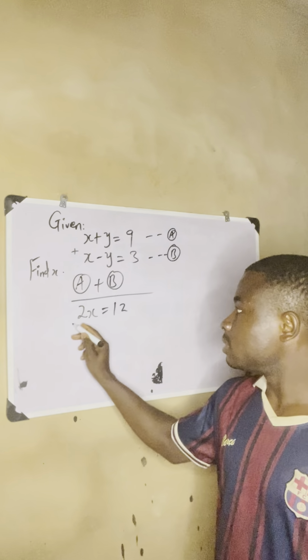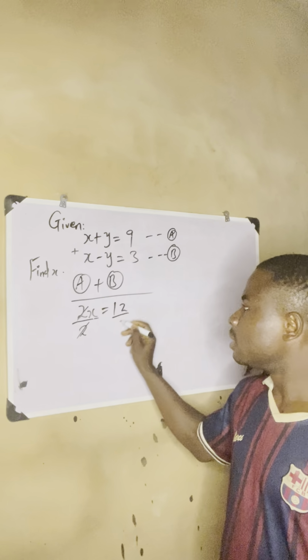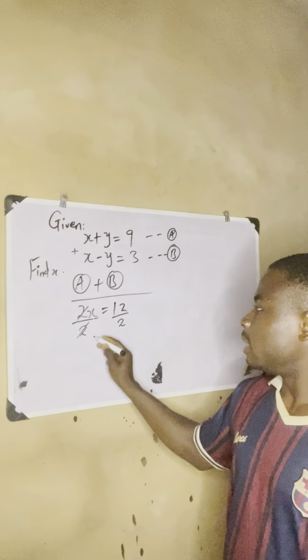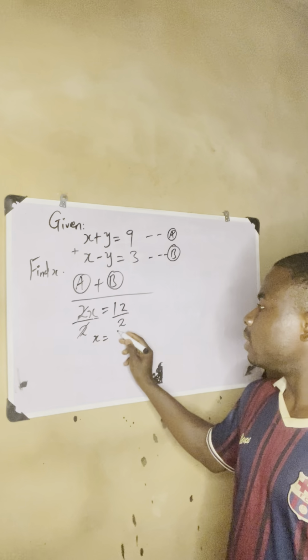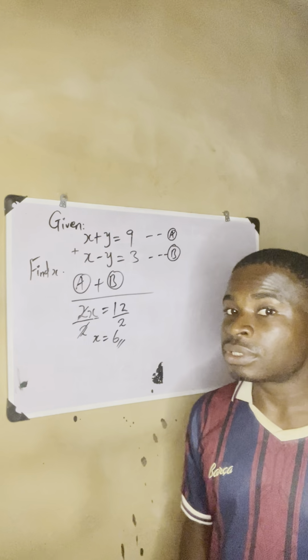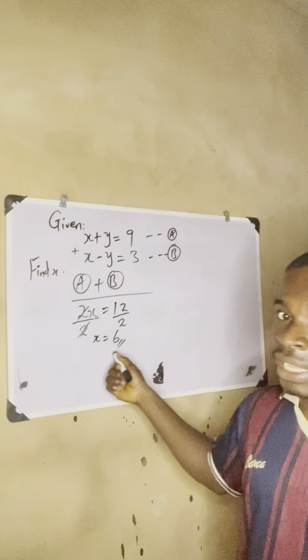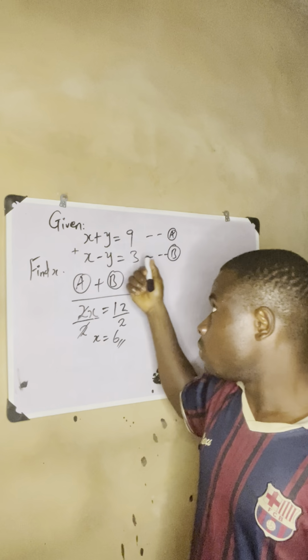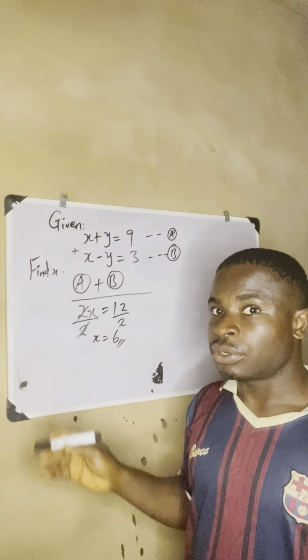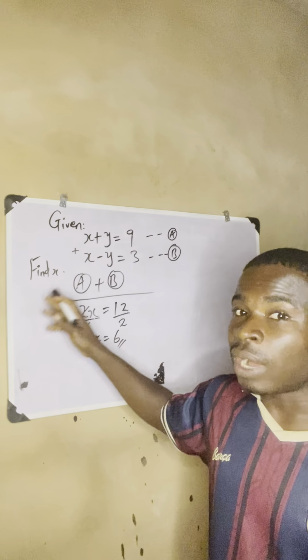At this stage, what do you do? You divide both sides by the coefficient of the unknown. We want to find x. So you divide both sides by 2. x is equal to 12 divided by 2, which is 6. So in yesterday's post, I just asked people to find x. That is how to find x when solving two equations simultaneously. But that is not all. You can be asked to find y as well.